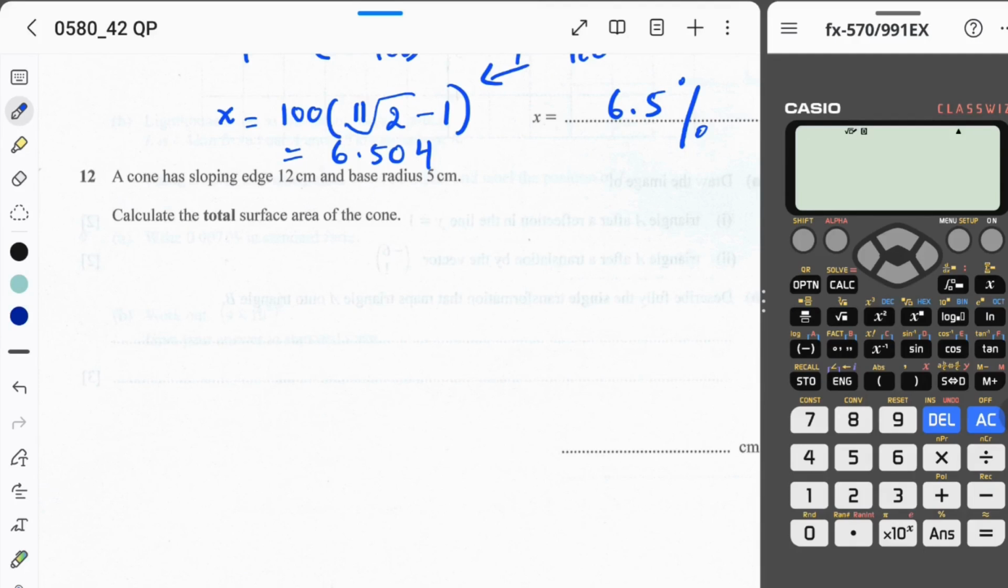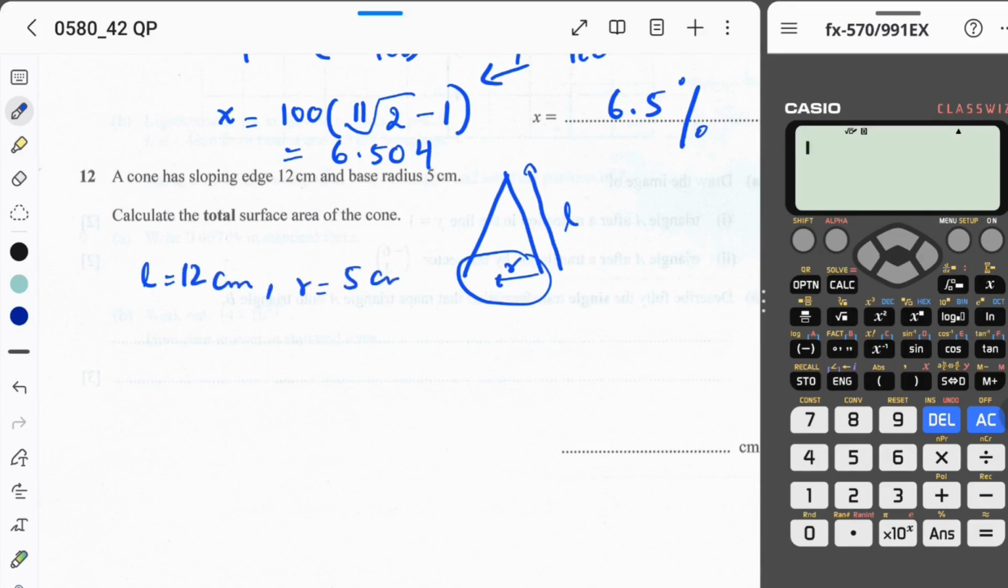Next question: a cone has a sloping edge of 12 centimeters and base radius 5 centimeters. Calculate the total surface area of the cone. Whenever we have a cone, total surface area is pi r l plus pi r squared, or pi r times (l plus r). This is the base radius and this is the slant height. For finding the surface area, we don't want the vertical height. So your l is equal to 12 centimeters and the radius is 5 centimeters.